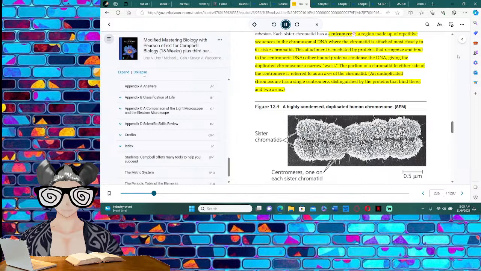Other bound proteins condense the DNA, giving the duplicated chromosome a narrow waist. The portion of a chromatid to either side of the centromere is referred to as an arm of the chromatid. An unduplicated chromosome has a single centromere, distinguished by the proteins that bind there, and two arms.